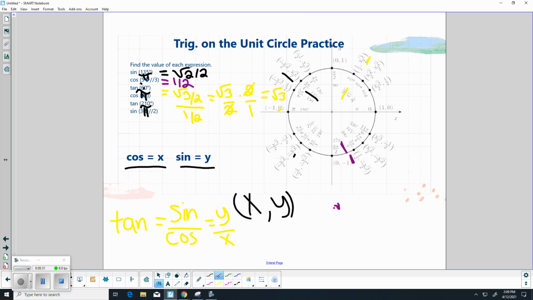So now we're going to do, sorry, I'm running out of room. I'm trying to figure out what to put. So let's do cosine pi. Pi is right here. We look at our x value. So cosine pi is equal to -1.